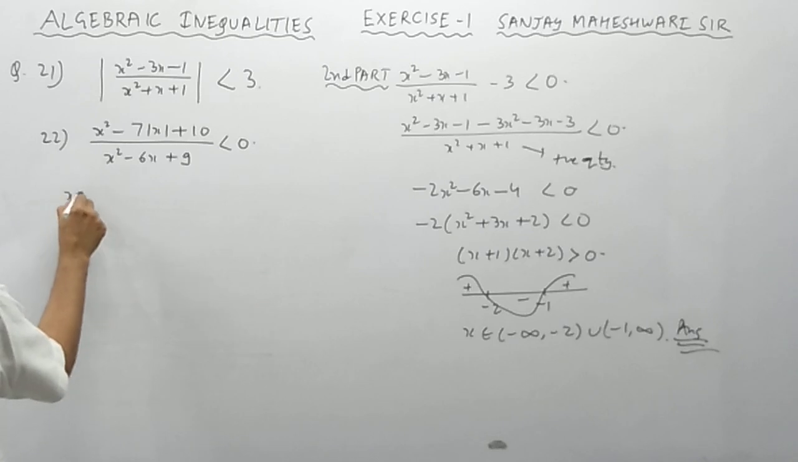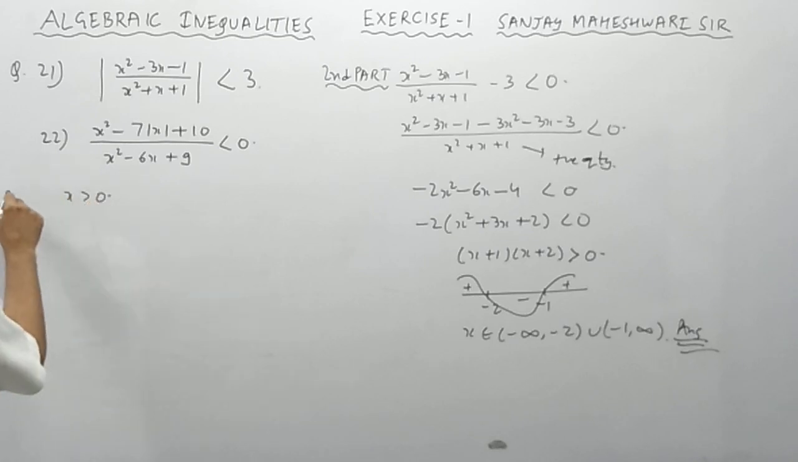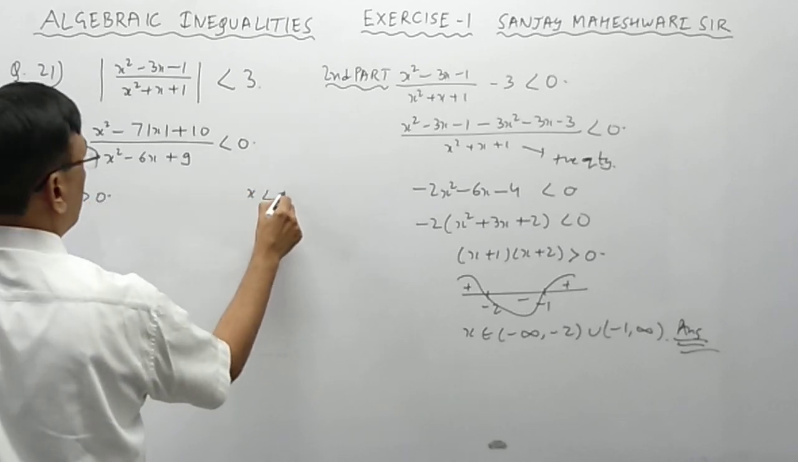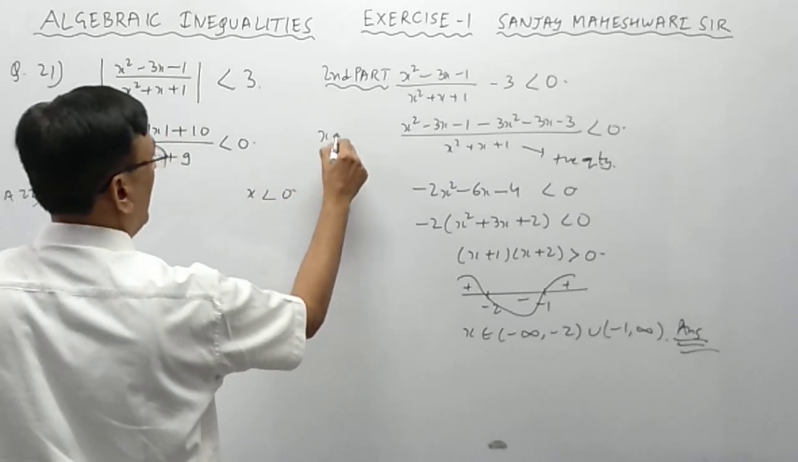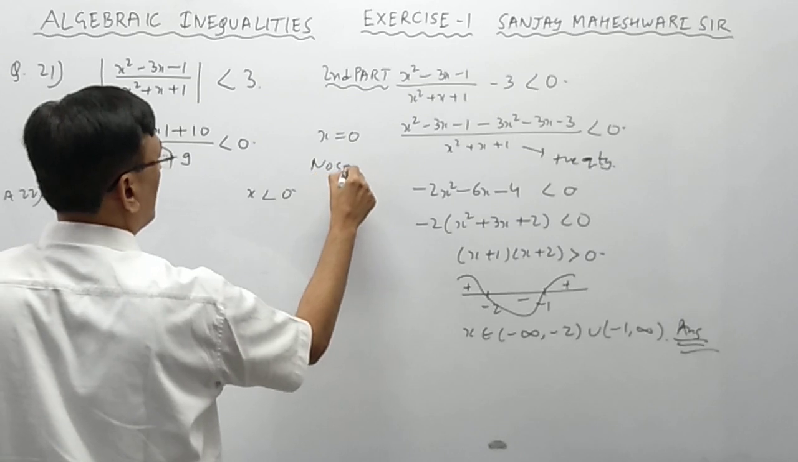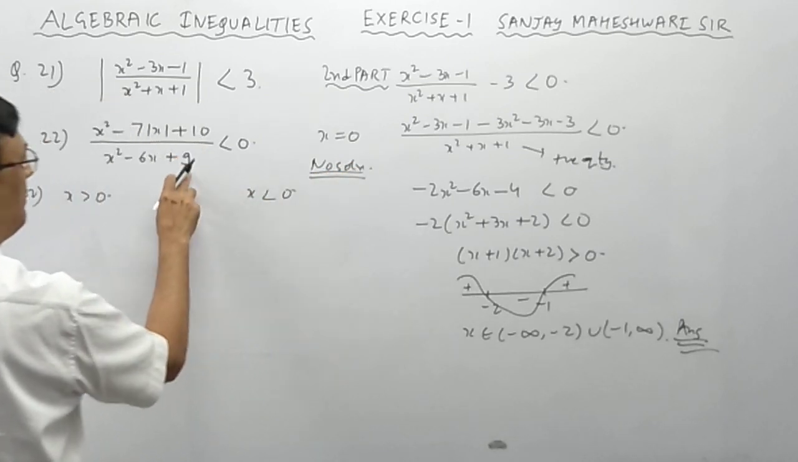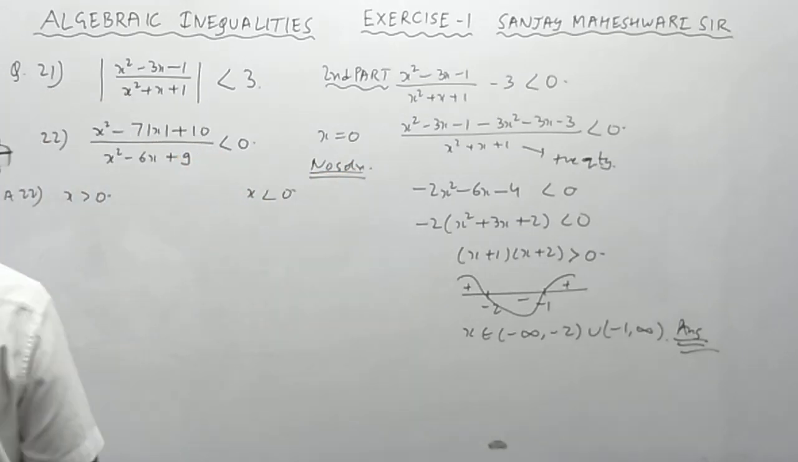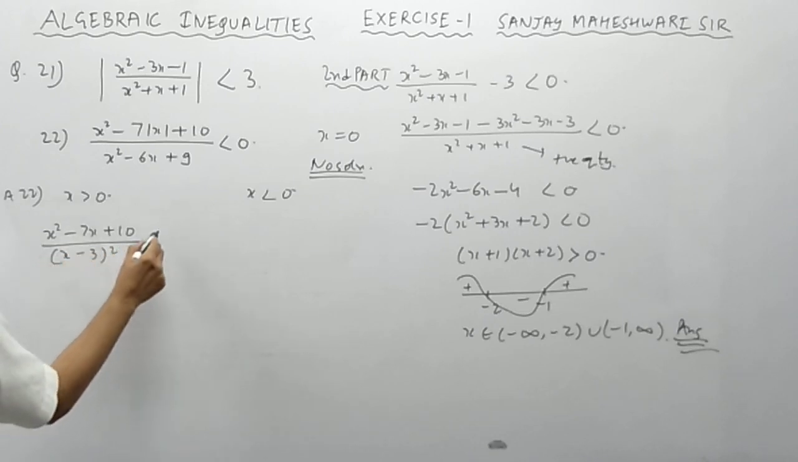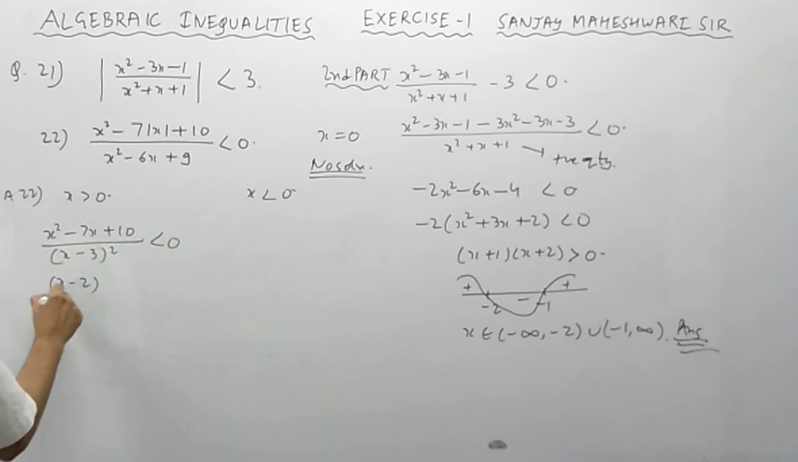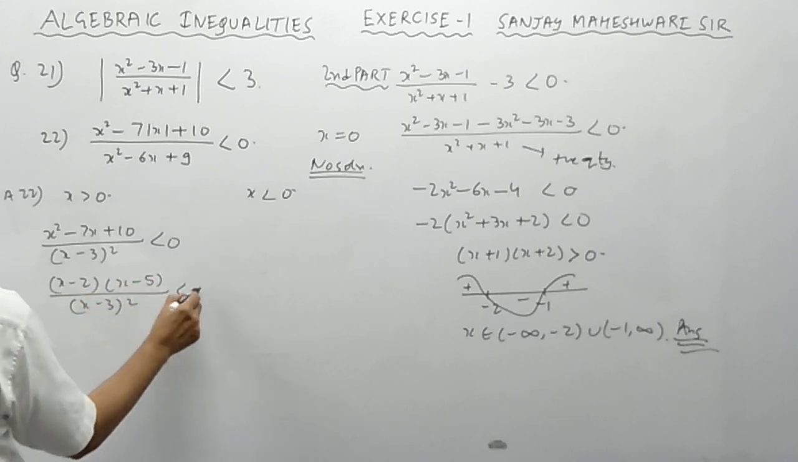Here we will take first x greater than 0 and then we will take x less than 0. X equal to 0 does not give us a solution, because 10 by 9 is less than 1, no solution. So let us start with x greater than 0. So it will open like this: x square minus 7x plus 10 over (x minus 3) whole square less than 0. That is (x minus 2)(x minus 5) over (x minus 3) square less than 0.